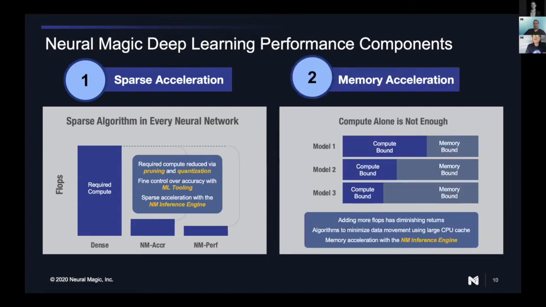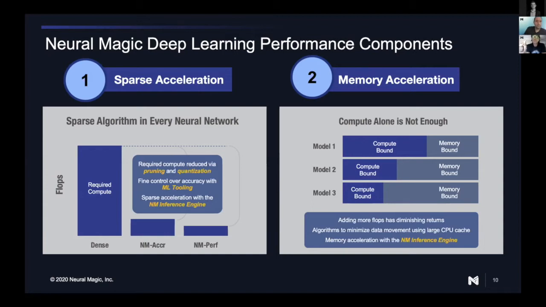The second piece is really around memory acceleration. I talked briefly about how throwing flops at the problem is sort of a brute force approach. It's certainly not required because there are sparse algorithms hidden in there, but also it's not enough. And the reason for that is these neural networks and deep learning models are both compute bound and memory bound. So throwing flops at the problem may accelerate the compute bound components of the model, but it doesn't actually accelerate the memory bound pieces at all. And so as we look at different model architectures, as we move from things like ResNets to MobileNets or EfficientNets, or what have you, what you see is there's a component of the network that's compute bound and a component that's memory bound.